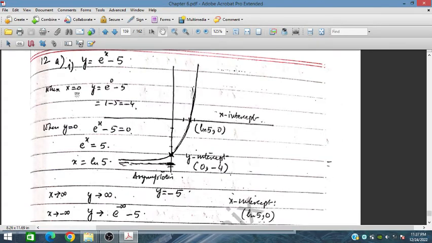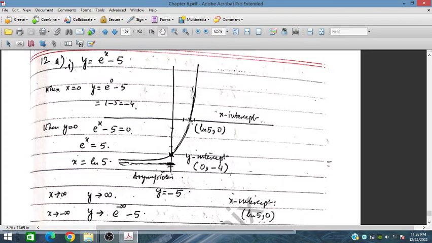So this is y is equal to e power x minus 5. Let x is equal to 0. If we take x is equal to 0, then e power x becomes 1, so the value is minus 4. At x is equal to 0, on the y-axis, y is minus 4. When y is equal to 0, then e power x is equal to 5, so x is equal to ln 5. The ln value can be calculated as between 1 and 2. So the second point is obtained.